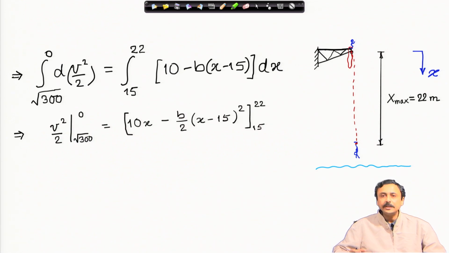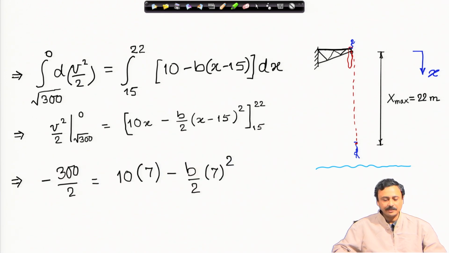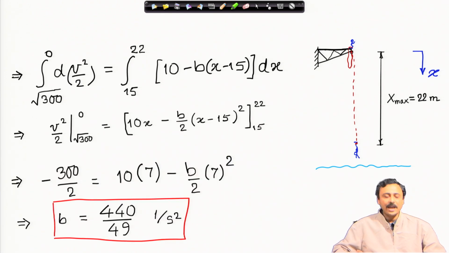And if you do this integral, this is straightforward integration of a polynomial, and finally you will arrive at this value of b. So, I am not going through the detailed steps, but they are written out here for you, and you get b as 440 by 49, and the units are a little strange.